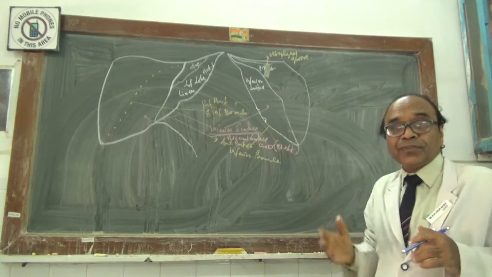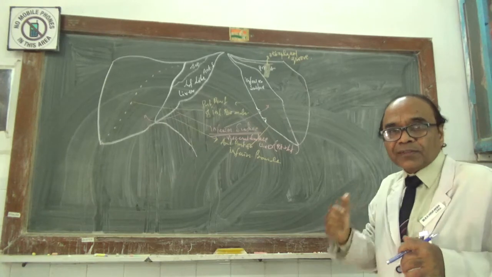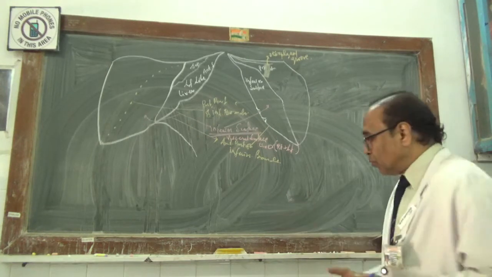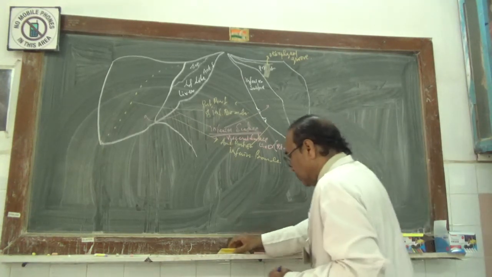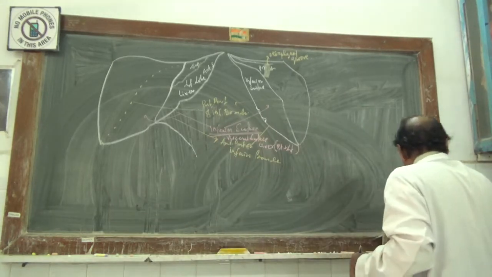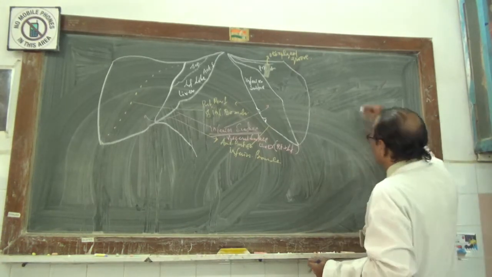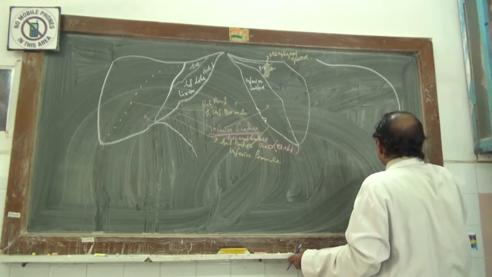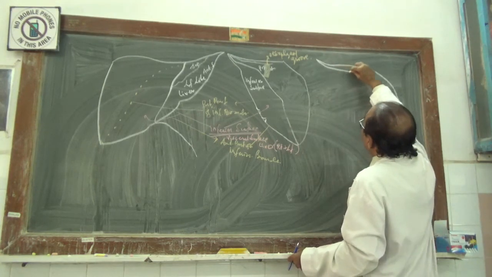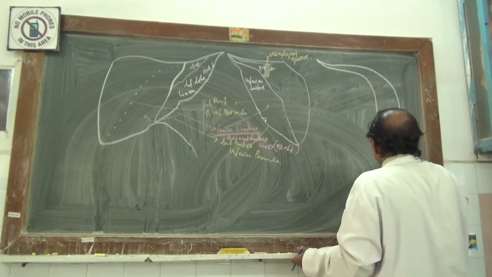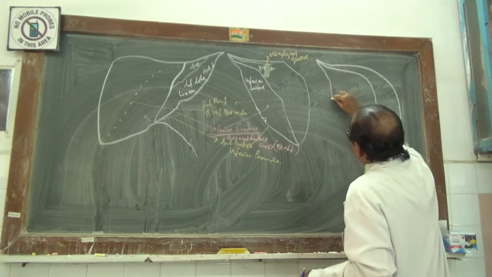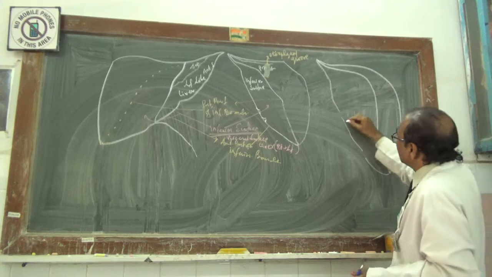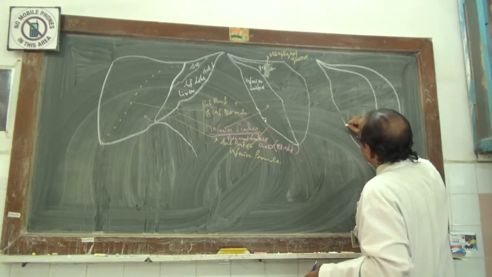So now in this part, what are the things that are there? Now you have to identify. Here, first we have to go to the right lobe. The right lobe of the liver, inferior surface. I will draw it here once again. So this is the inferior surface of the liver, especially the right lobe of the liver.